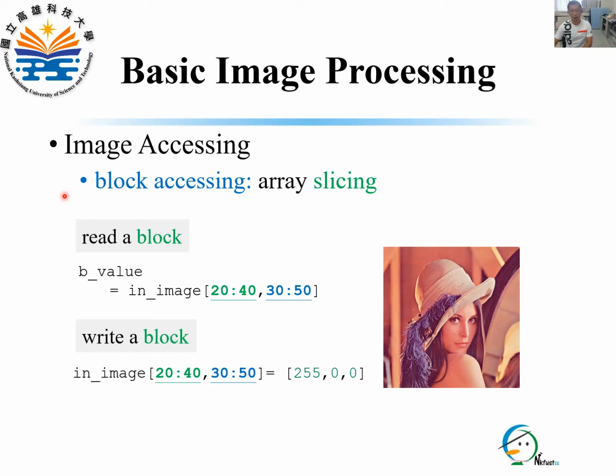For accessing a block, we can use array slicing for a NumPy array. For example, this code reads in all pixels in the block with height ranging from 20 to 40 and width ranging from 30 to 50 to the variable b_value. This code sets the same block as the blue color by writing the value (255, 0, 0) to all pixels in that block.